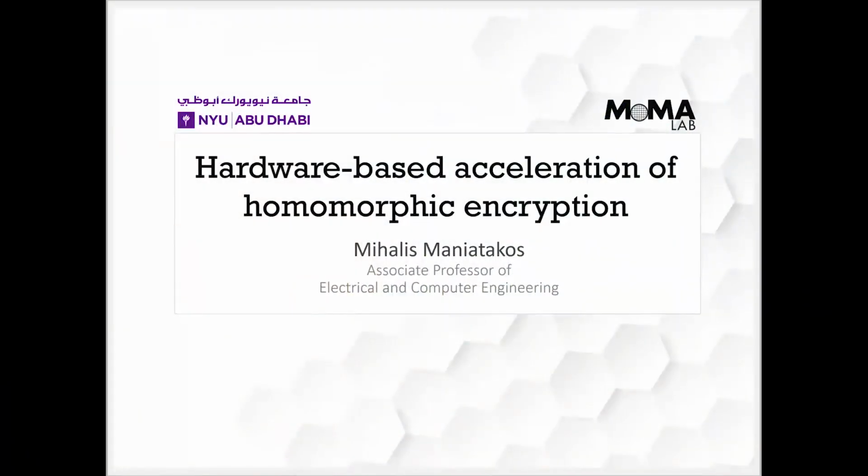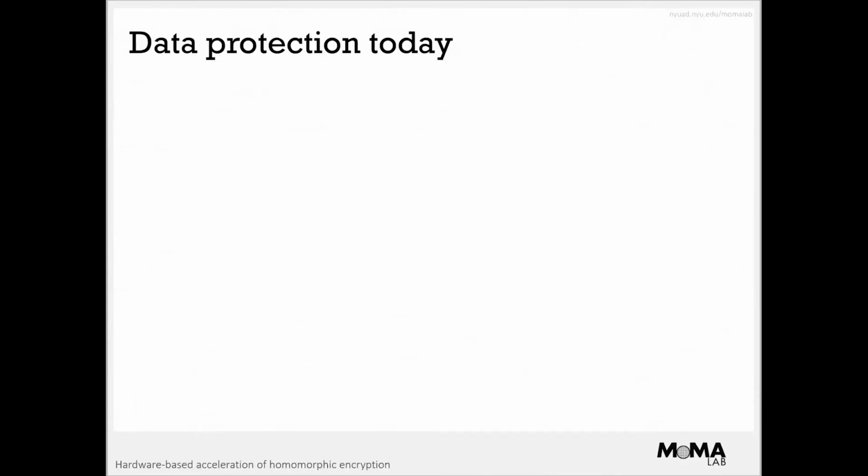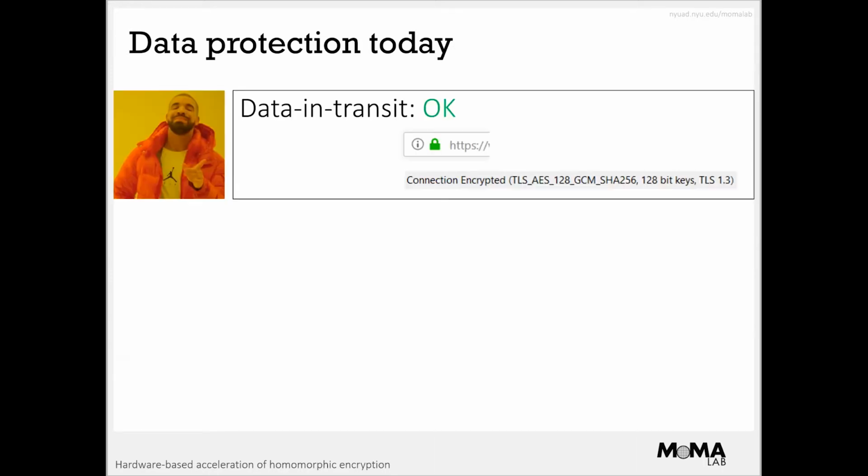The title of this talk is Hardware-Based Acceleration of Homomorphic Encryption, and I'll go in detail through every word of the title. But first, I wanted to say a few things about the status of data protection today, because data appears in different forms. Data appears in transit, end-to-end points.